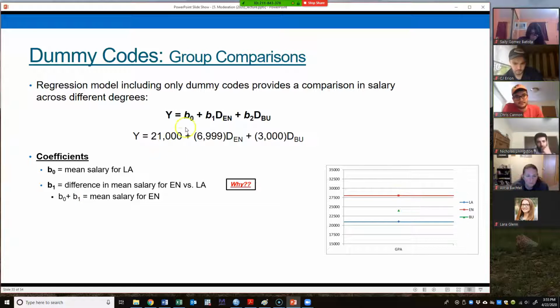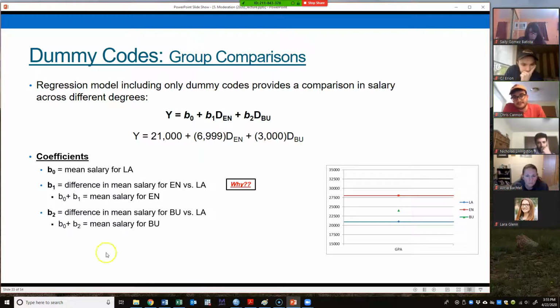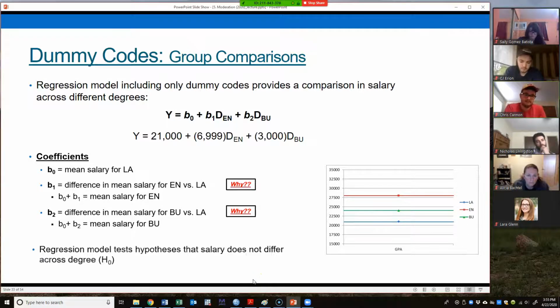And if I add my intercept B0 plus B1, that gives me my mean salary for engineers, right? So here's my mean salary for engineers, and about $7,000, that's the difference between these two, okay? Same thing, B2, this is the difference in my mean salary for business versus liberal arts. And if I add this plus this, that gives me my average salary for business, right? Because if I'm a business major, then my coefficient for engineering is 0. That goes away. What I'm left with is 21,000 plus 3,000 times 1, right? And so this is the difference here. Okay?